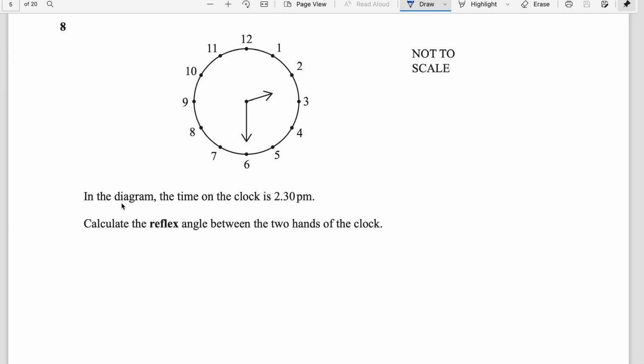Question number 8. In the diagram, the time on the clock is 2:30. Calculate the reflex angle between the two hands. So this is the angle which you have to calculate.